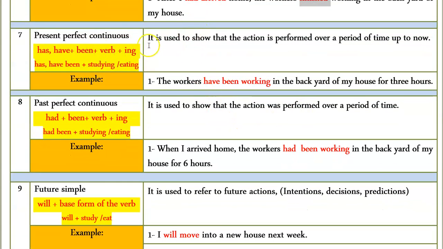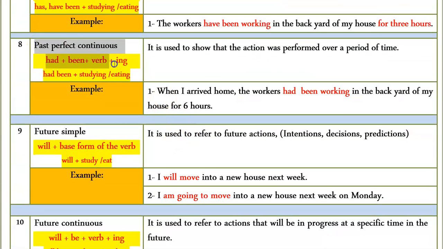This is the present perfect continuous. Okay, now it's an action which happened in the past but continued and still continues in the present, over a duration. Workers have been working in the backyard of my house for 3 hours. This is the most important part. So where are we now? We are watching. I am actually watching workers who are working in the backyard of my house.